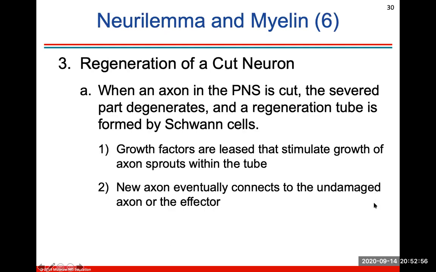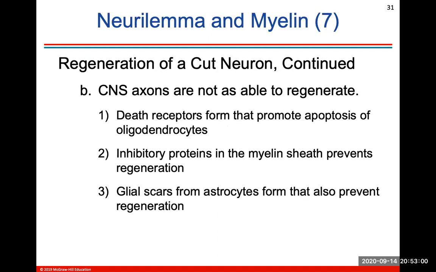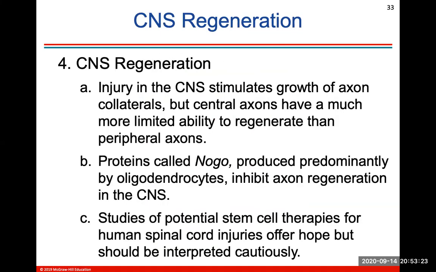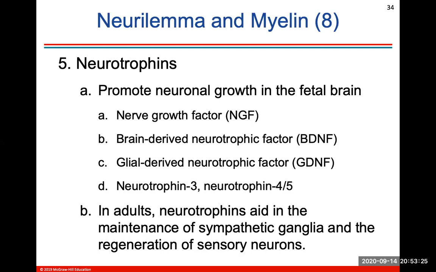Regeneration of a cut neuron. Again, neurons can regenerate themselves or regrow, and this explains that process, going through these steps. If an axon is cut, it shows how the axon will continue to degenerate first, and then grow and regenerate, reconnect, and reestablish a connection to the skeletal muscle or gland that it innervates. So this takes you through some regeneration.